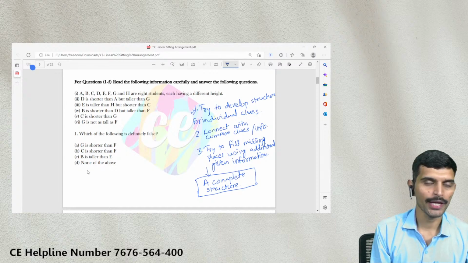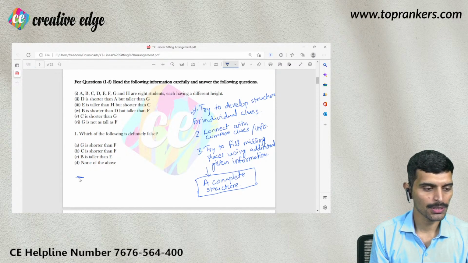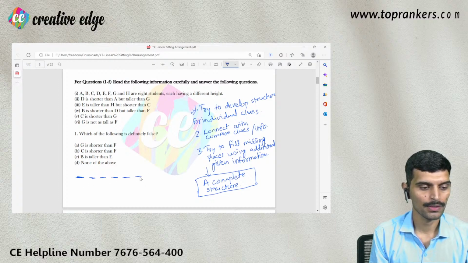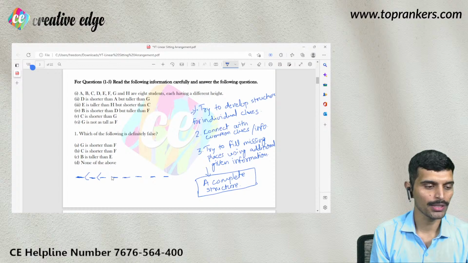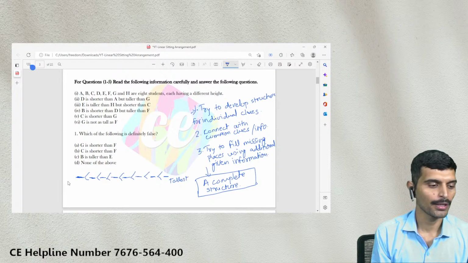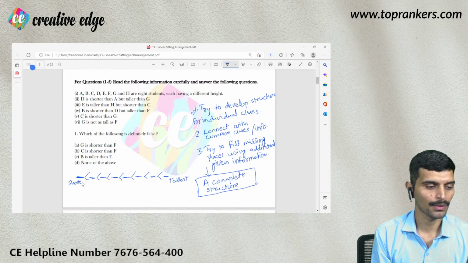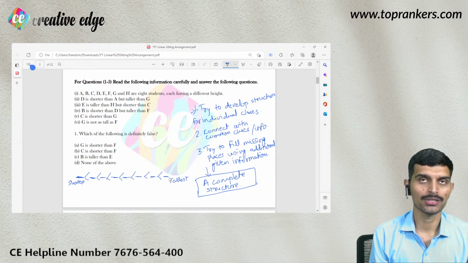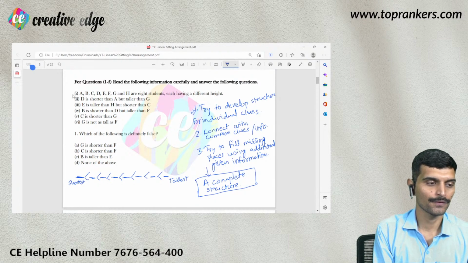So we have eight students, right? We must try to arrange them in ascending or descending order of their height. One, 2, 3, 4, 5, 6, 7, and 8. Here I am trying to arrange them in ascending order of heights. So here the tallest person will be there, and here the shortest person will come, right? This is how my final structure should look on the basis of clue number one.